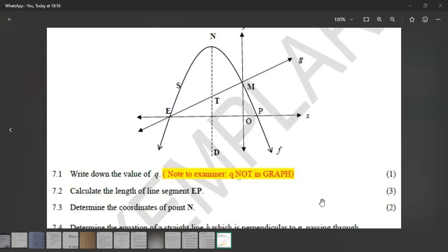Right. So yes, we said if we look at point E, the y value on f is 0. The y value on g is also 0. So 0 minus 0 is 0. If we look at point M, the y values are each 5. So 5 minus 5 will just be 0. So those are your two values of x.